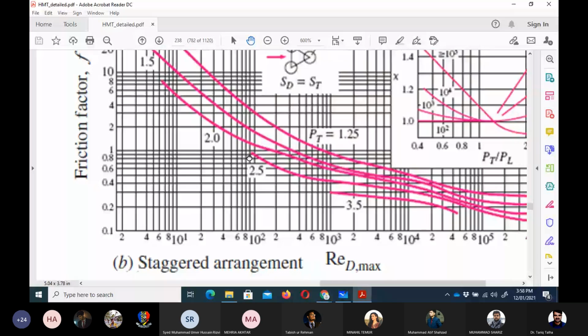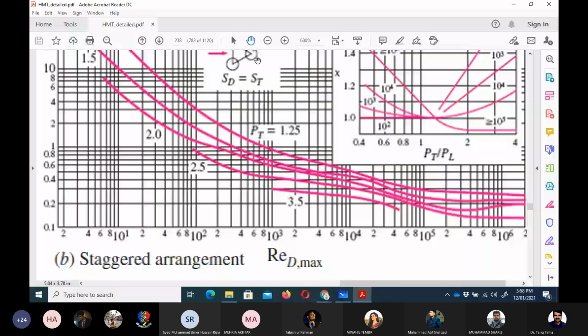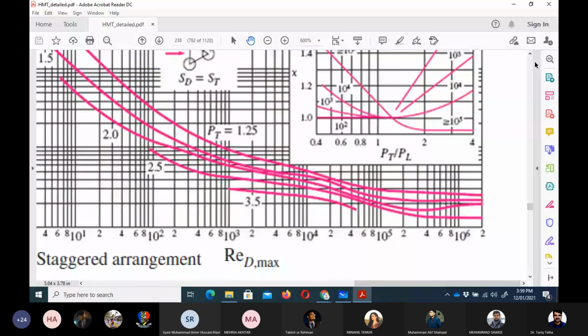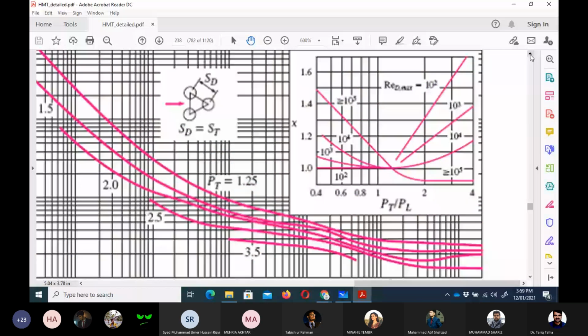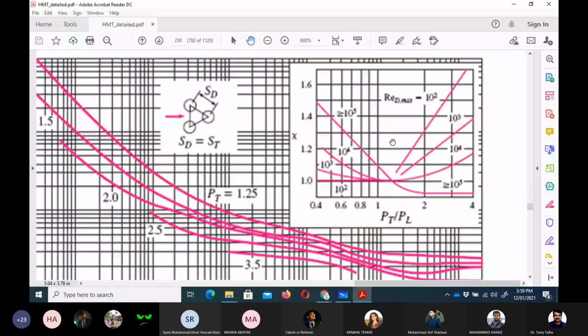The same thing is shown here for the staggered arrangement. The staggered one is a little bit more clear here. You can see the x calculation is a little bit more clear, so we can calculate this easily for the staggered arrangement. So I hope that was clear.